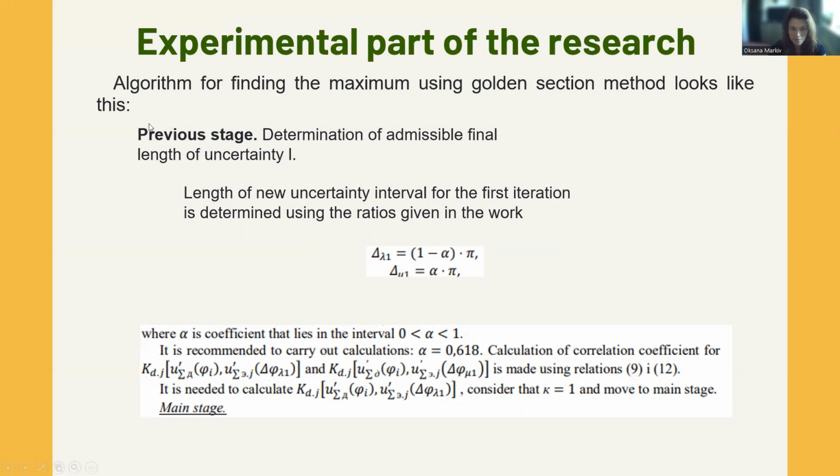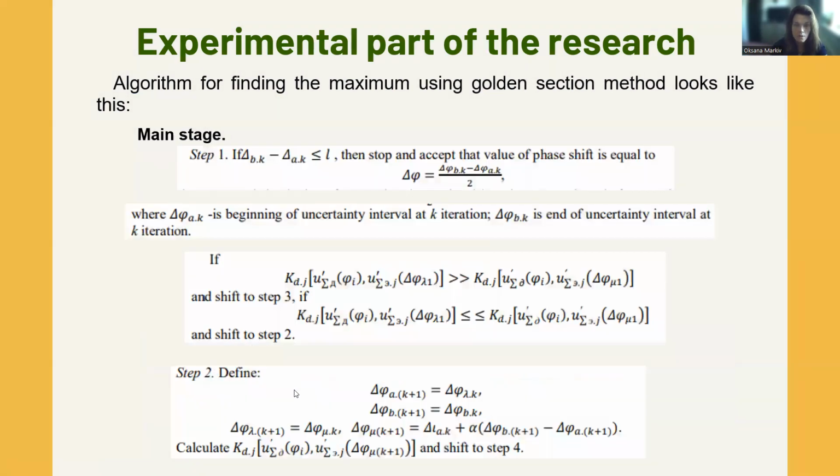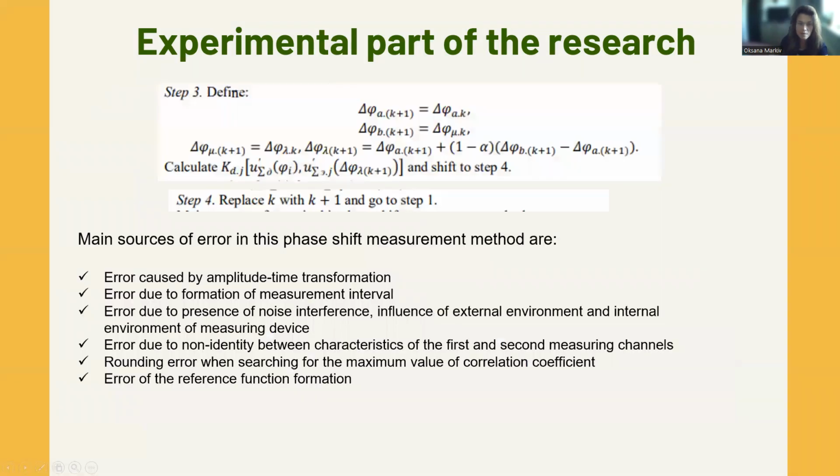Here there is a depiction of algorithms for finding the maximum using the Golden section method, and it looks like this. It is combined with the previous stage, which means determination of the admissible final length of uncertainty. The length of the new uncertainty interval for the first iteration is determined using the ratios given in the work here. There is an explanation and also the main stage that consists of 4 steps. Step 1 is depicted. The second step, step number 3 and step number 4.